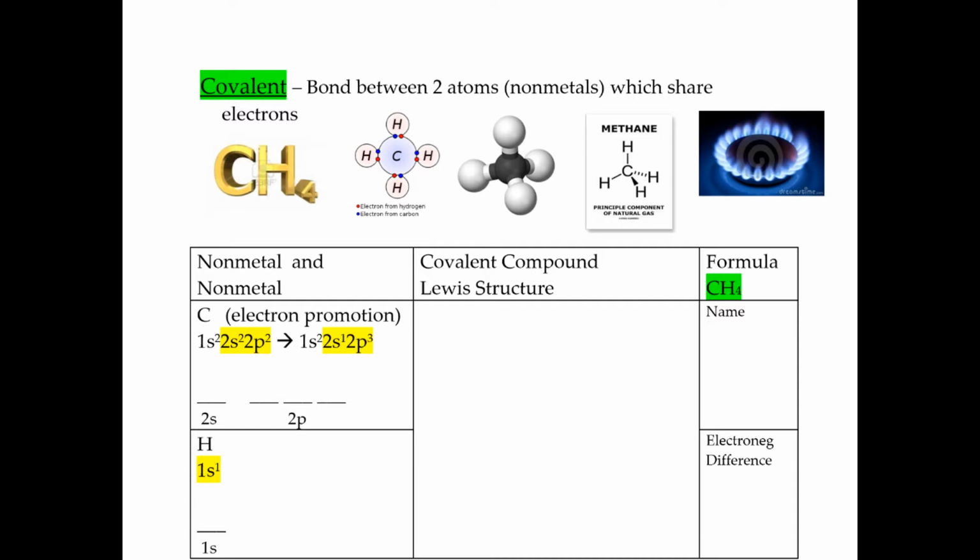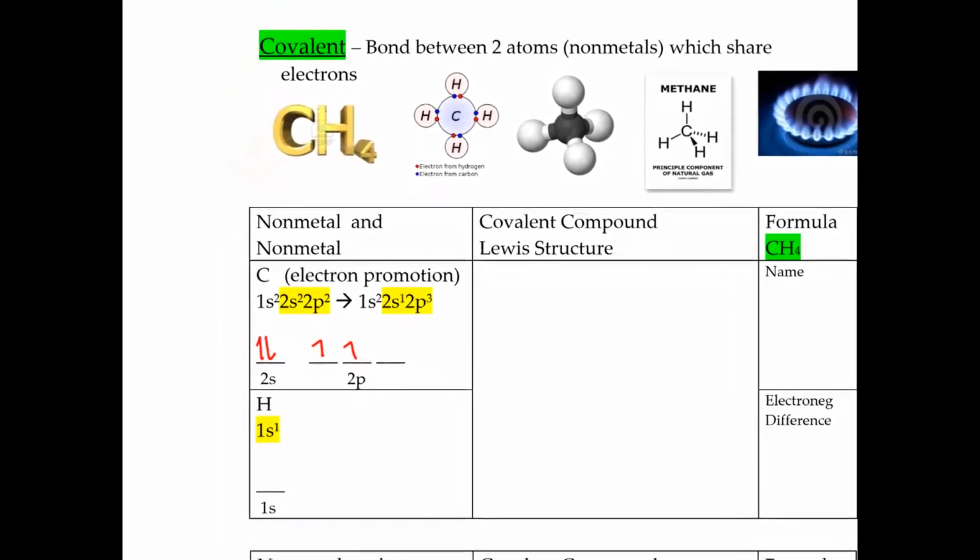So the four H's are going to go together around the C, and we're going to see how that works. We'll start with writing the electron configuration for the valence electrons. We know that C has a 2s2 and a 2p2. Now there's a little bit of a problem with this, because if this is really how C arranges its electrons, then the Lewis structure would be something like this.